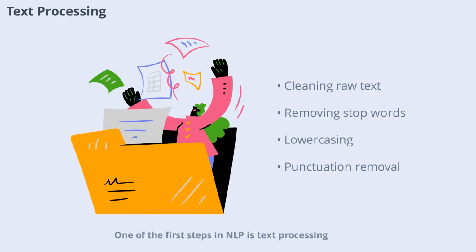One of the first steps in NLP is text processing. This involves cleaning and preparing raw text data so that computers can analyze it effectively. Common tasks include removing punctuation, converting text to lowercase, and eliminating stop words like "the" and "is." These steps help simplify the data, making it easier for algorithms to find patterns and extract meaning. Text processing is the foundation upon which all other NLP tasks are built.